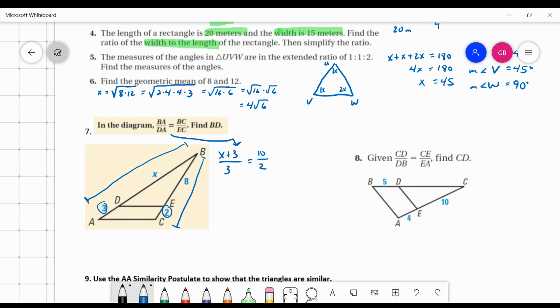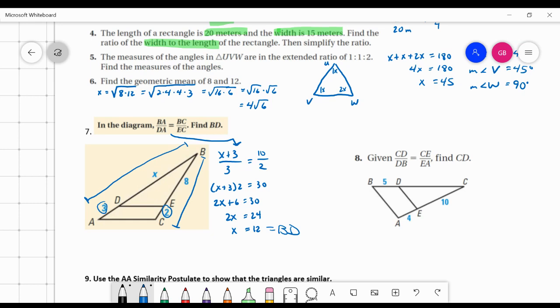Now that I set up my proportion, I'll go ahead and cross multiply to solve. So it's going to be x plus 3 times 2 is equal to 30. I'm going to use the distributive property. 2x plus 6 is 30. Subtract 6, and then divide by 2. So x is 12. So that's BD. BD is 12.